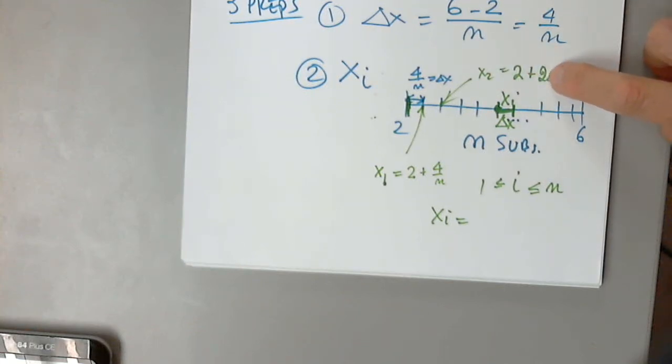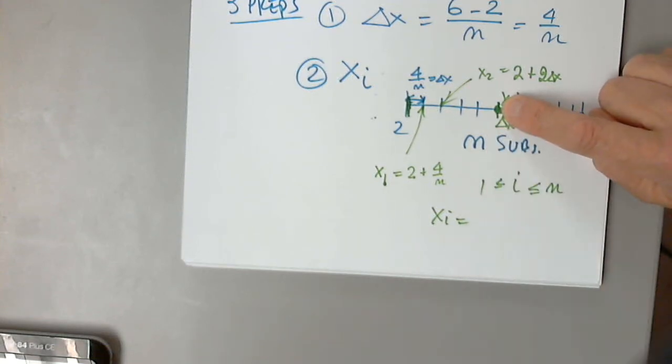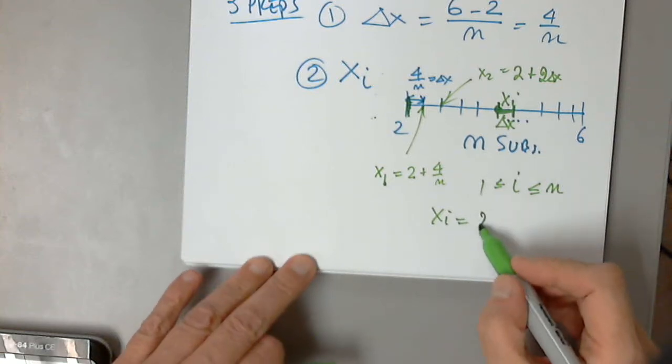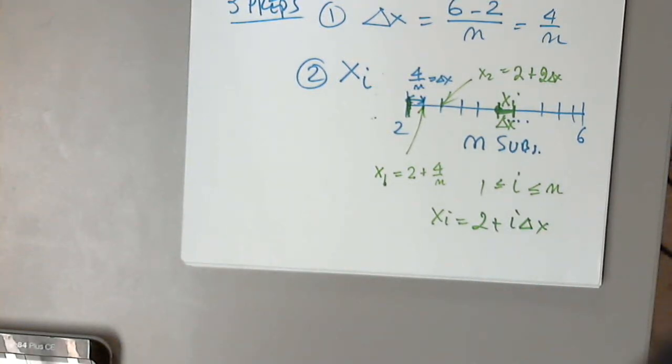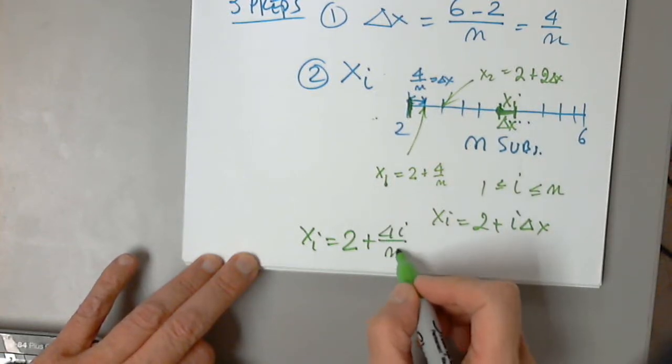If for x2 I needed 2 delta x's, if for x1 I needed 1 delta x, how many delta x's do I need to get here? From 2 plus how many? i delta x. Do we see that? So this will be 2 plus i delta x. Without identifying xi, I will not know what to plug in the function. Do we agree with xi being 2 plus i delta x, which is 4 over n? So now we determined xi to be 2 plus i times delta x, 4i over n.